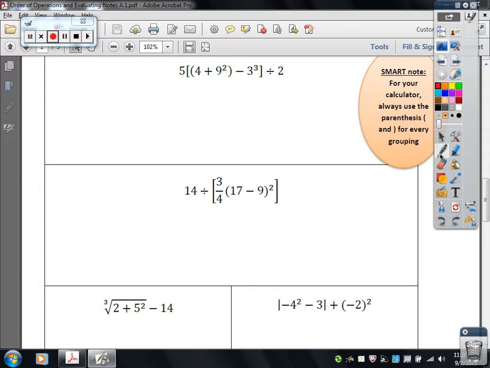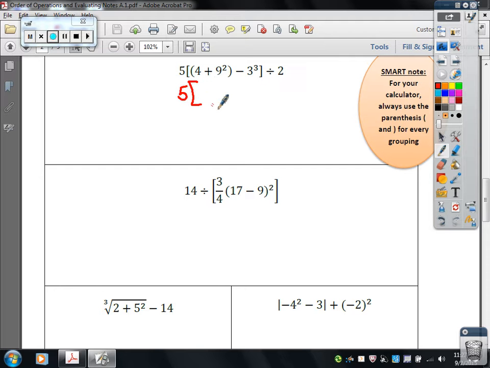What is 9 squared? 81. Now let me ask you a question. We're going to cycle back to a concept that we talked about earlier. What do I put in between 4 and 81? How do I know that it's a plus 81 and not a minus 81? Because 9 squared is a positive number. Does that make sense? So what's 4 plus 81? It's 85.